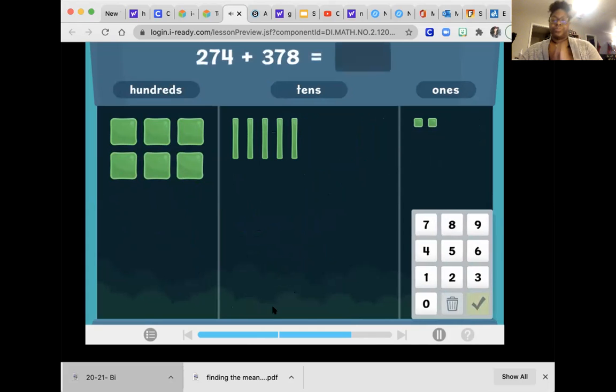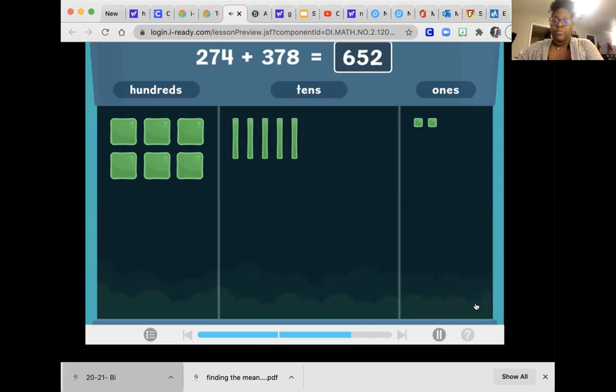What is 274 plus 378? Enter the sum. So we have 6 hundreds. Then we have 5 tens. And then we have 2 ones. 652. Way to put it together. 274 plus 378 equals 652.